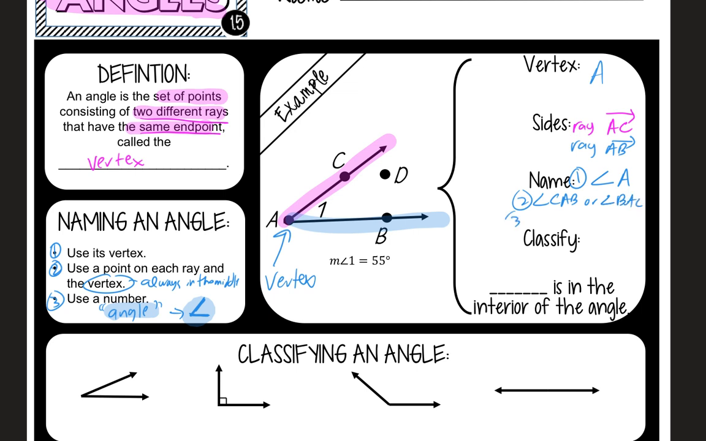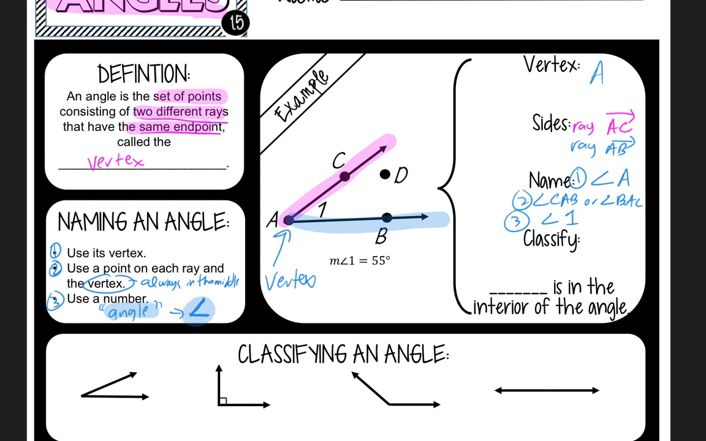Then the third way is if there's a number. So if we see this right over here, this is angle 1 because it's at the vertex. So we can call that angle 1. All right, so that's how we name it: by using the vertex, a point on each ray and the vertex with the middle being the vertex, or by a number.